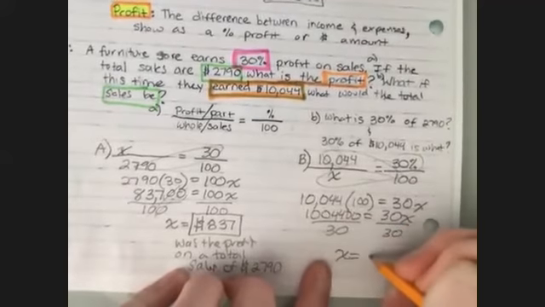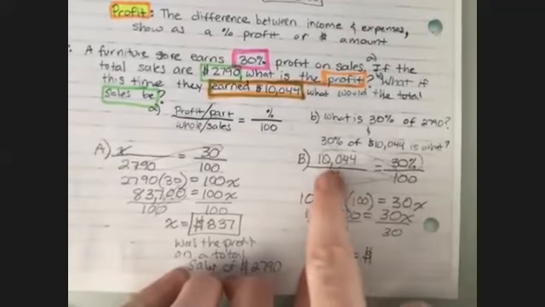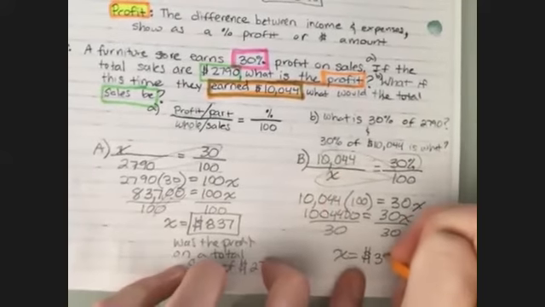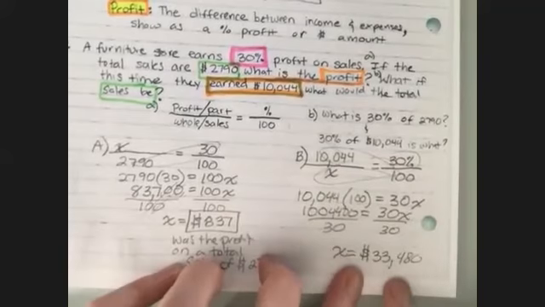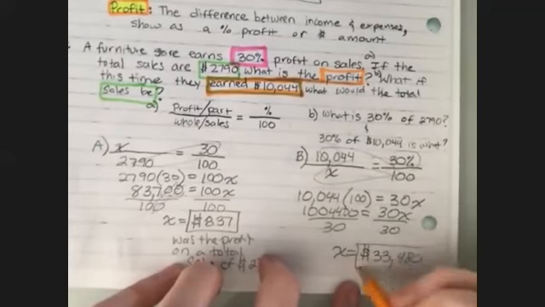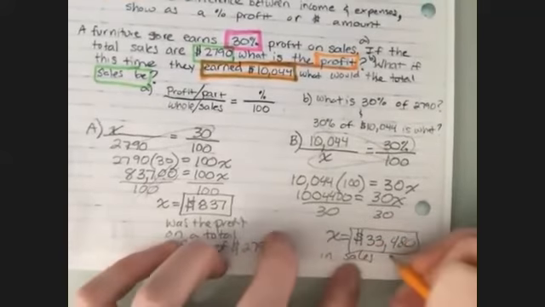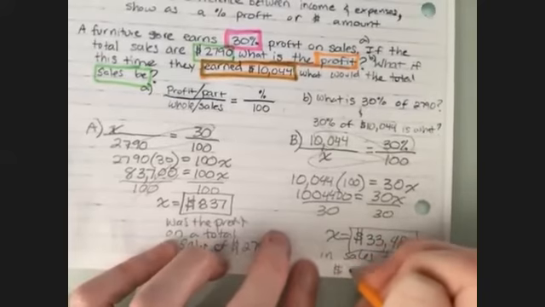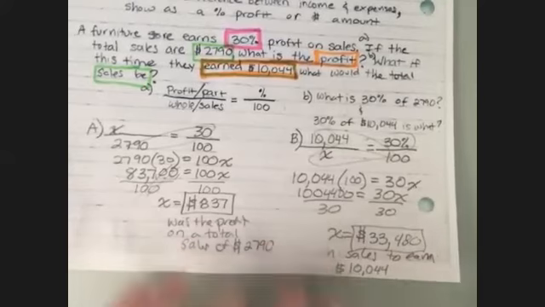Your final answer as far as the total sales that you must sell in order to earn $10,044 in profit, you must sell $33,480. That must be done in sales to earn a profit of $10,044, which is 30% of the sales.